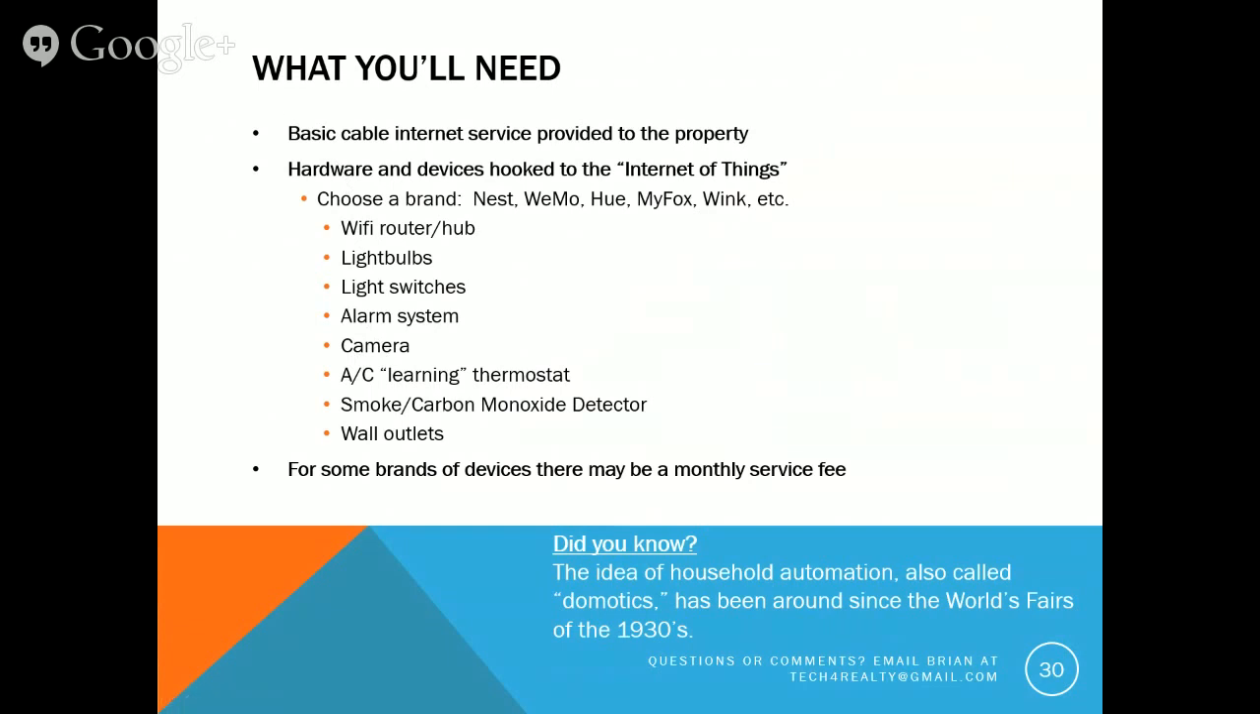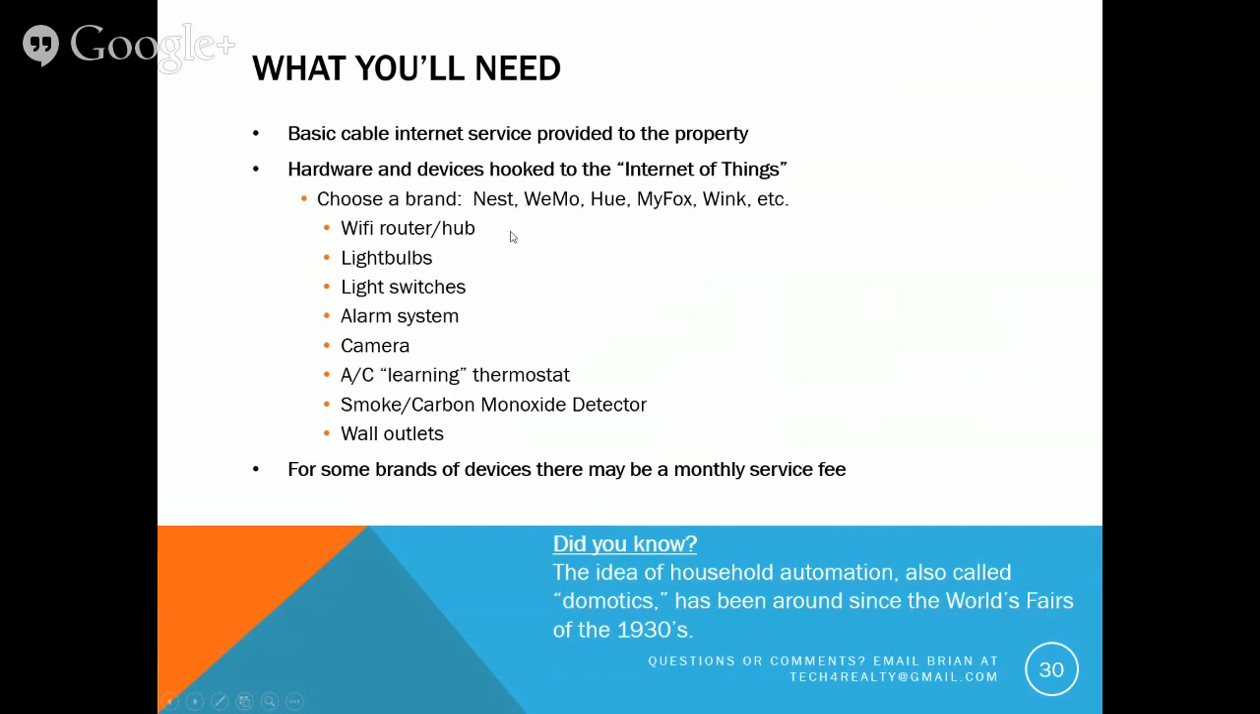You're going to need basic cable internet service provided to the property, because you need to be able to get communications there. And then you want to purchase some hardware, things that are hooked to the quote Internet of Things. There's a lot of brands out there now that are coming about. The most famous right now is Nest. That was recently bought by Google. They're now owned by Google, and they have learning appliances. They learn your habits and optimize for energy savings. But these other brands are fine too.